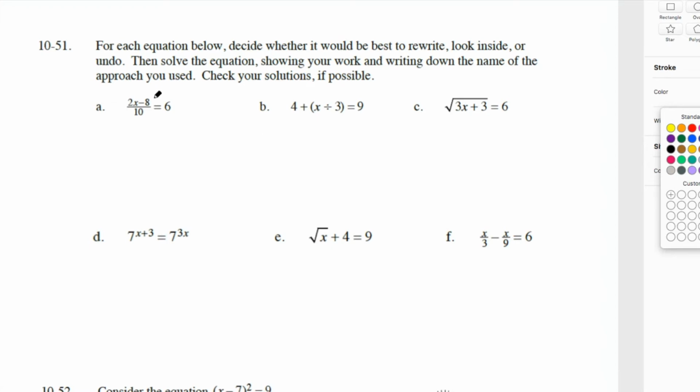Okay. One thing I'm going to do here, I'm just going to make this a lot more simple. This is the way I'm going to do this problem.